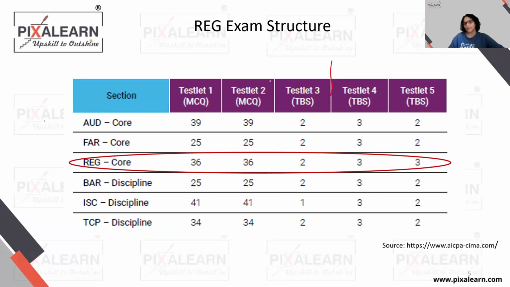This is going to be your half time, guys. Okay. So this is typically your 2 hours time. You would be expected to complete three testlets, two of which would be MCQ testlets of 36 questions each. And the last one would be a sim testlet.